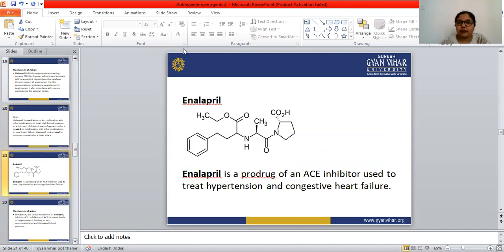Next drug is enalapril. Enalapril is a prodrug of an ACE inhibitor, used to treat hypertension and congestive heart failure. So captopril, lisinopril and enalapril are all ACE inhibitors. Enalapril is a prodrug of an ACE inhibitor that is used in the treatment of hypertension as well as congestive heart failure. And this is the structure of enalapril.